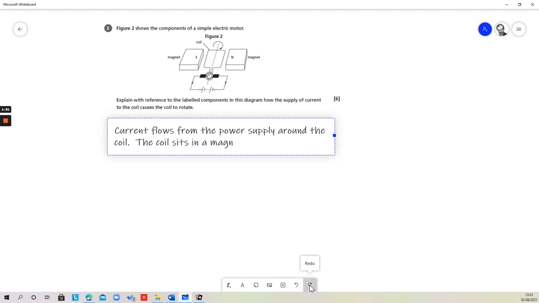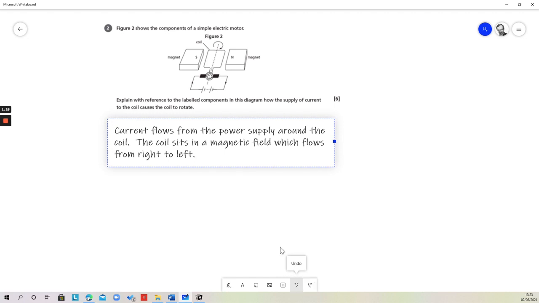The coil sits in a magnetic field because it's in between two magnetic poles. We can see there where the north pole is and the south pole, and we know that magnetic field lines flow from north to south. So therefore we can say the magnetic field flows from right to left in this diagram here. So we've talked about the ideas that current is being supplied and is going to flow around the coil, and that the coil sits in a magnetic field and the magnetic field flows from right to left.